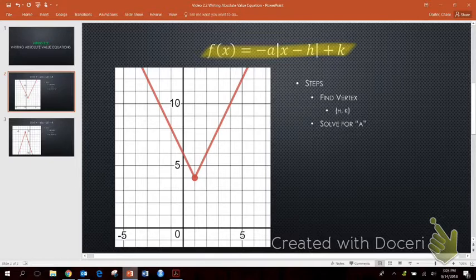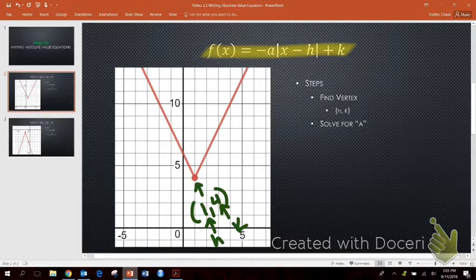Don't actually copy down the negative. The negative will take care of itself, so we'll kind of ignore that and we'll get back to that later. So first we have to identify the vertex, or HK. So in this case my vertex is 1, 4. The x value of my vertex is H. The y value of my vertex is K.